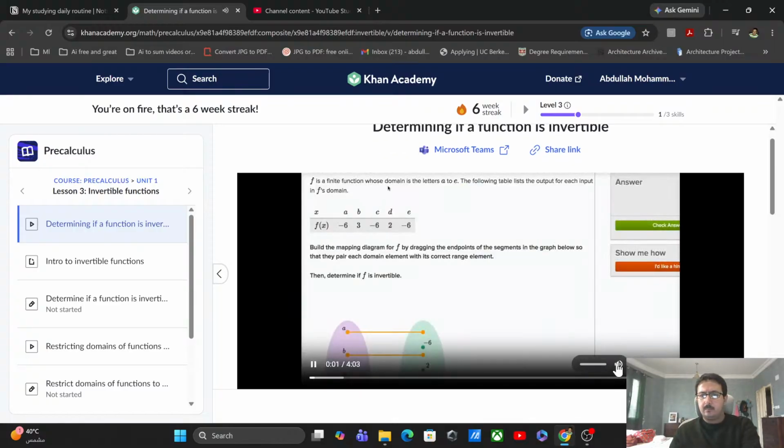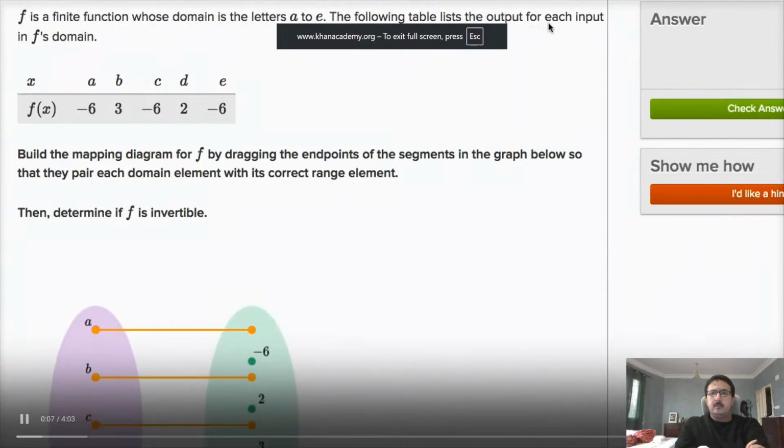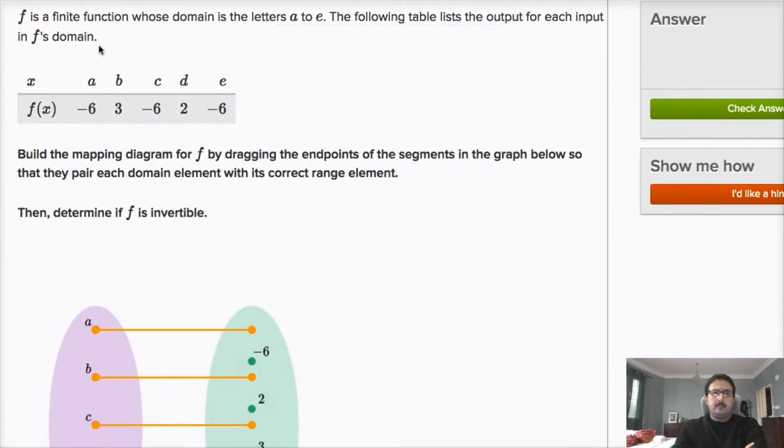F is a finite function whose domain is the letters A to E. The following table lists the output for each input in F's domain. If we input a into our function, then we output -6. F of a is -6. We input b, we get 3. We input c, we get -6. We input d, we get 2. We input e, we get -6.